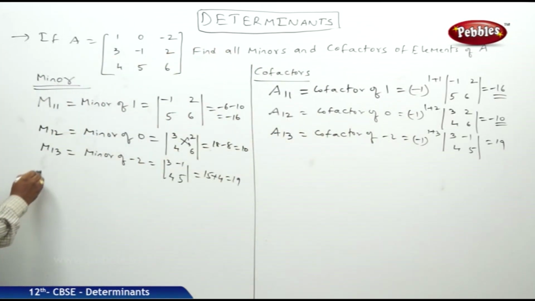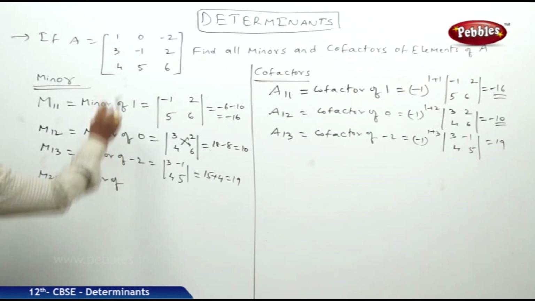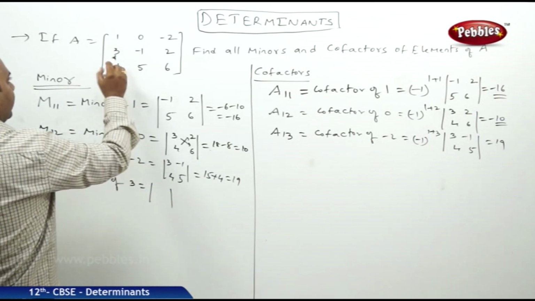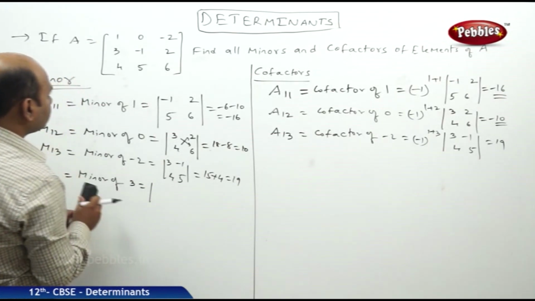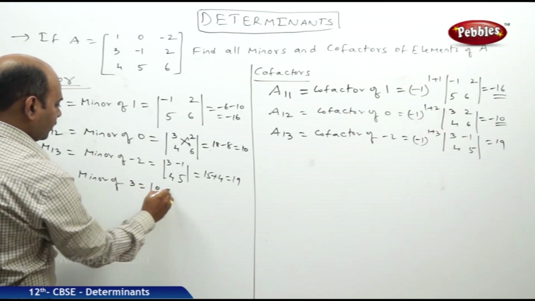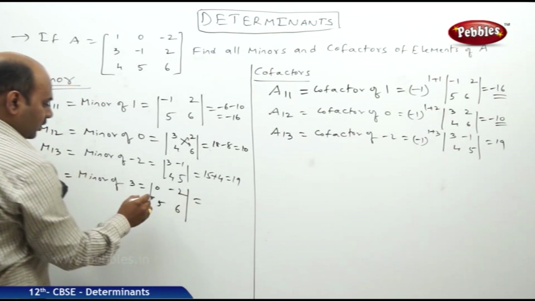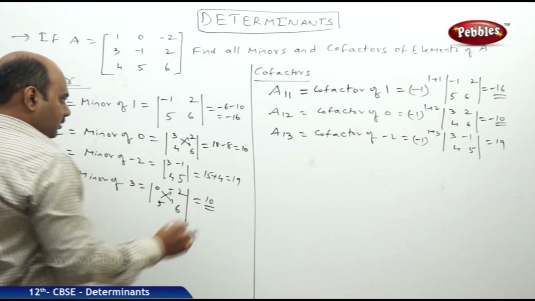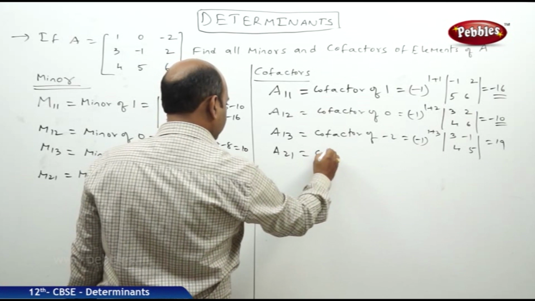Now M21. M21 means minor of this particular element 3 is equal to determinant of element obtained by deleting this row and this column. So what happens? Deleting this row and this column. So 0 minus 2, 5, 6. So what happens? 0 into 6 minus of, so this becomes 10. Here now I'll indicate as A21.